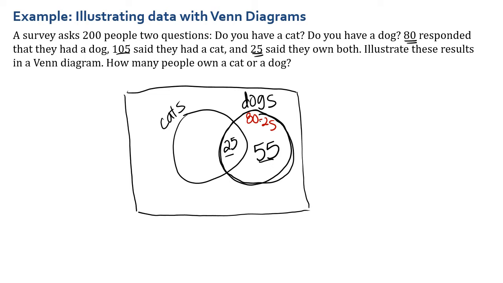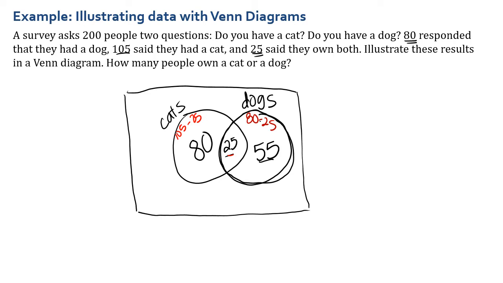105 people responded that they had a cat. Now, it wasn't just a cat only, but that they had a cat. Right now, I've accounted for 25 of those people. So 105 minus 25 leaves me with 80 people left that I haven't accounted for. So that's 80 people that own only a cat.